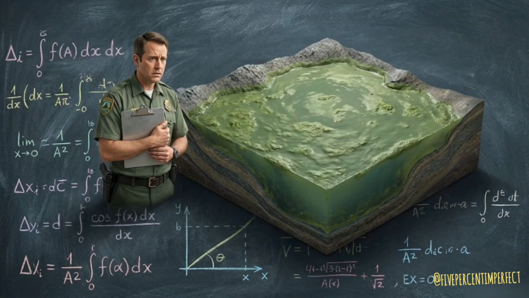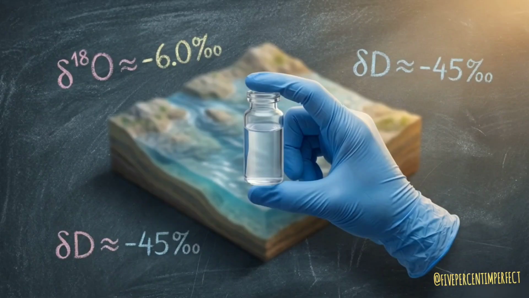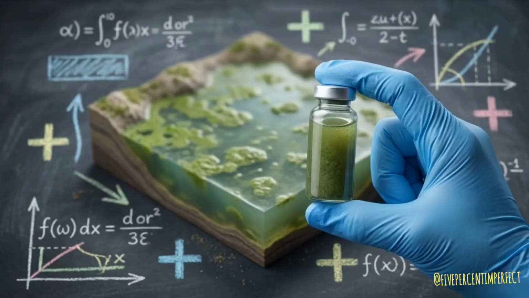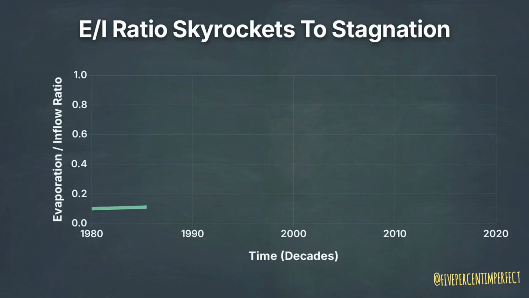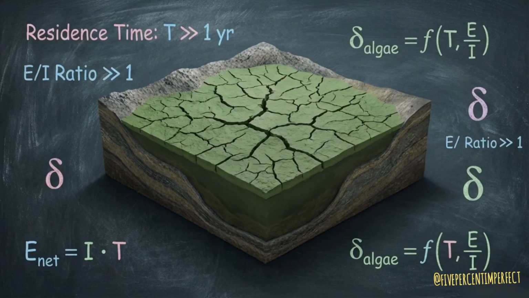Park rangers needed millions of dollars in dredging funding to restore the lake, but that required undeniable mathematical proof of exactly how stagnant the water had become. Hydrologists took field samples, finding a light isotopic signature in the incoming river and a heavily enriched positive signature in the lake water. Running these field numbers through the Craig-Gordon model proved the E/I ratio had skyrocketed, confirming the residence time was trapped at months rather than flushing in days.